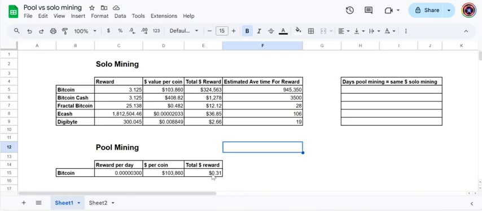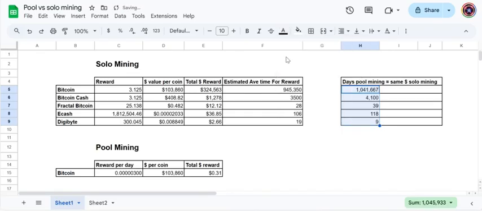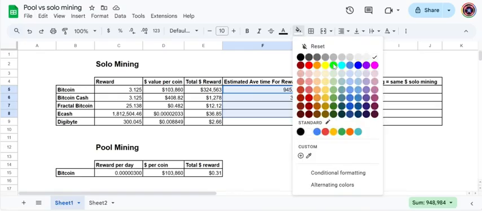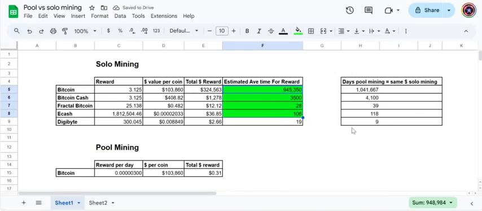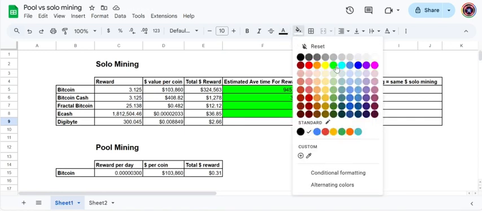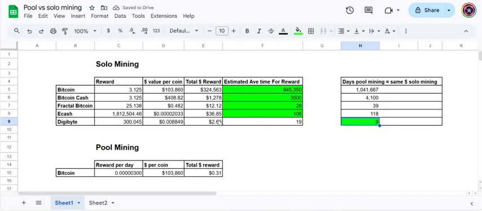Now, what we're going to do is basically divide that into the total reward to find out how many days it will take to earn the same dollar value if we were to pool mine. So let's plug that in there. So if we were to pool mine a Bitcoin, it would take just over 1 million days to earn the same reward if we were to solo mine. And basically, any of these that have a lower average reward time than solo mining, they're the ones that you're going to want to be targeting. So Digibyte there, even though the estimated is 19 days to find a block, we can actually mine the same dollar value in 9 days if we were to pool mine. So solo mining Digibyte is basically a big fat waste of time.